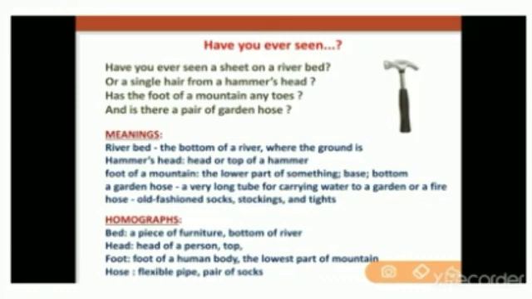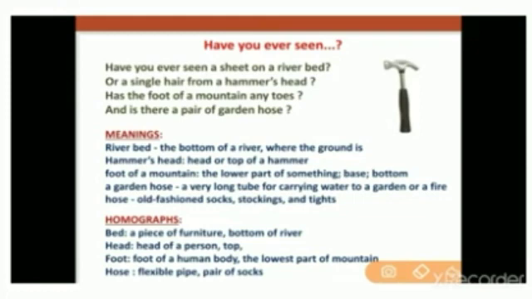Look at the third line. Has the foot of a mountain any toes? Now foot again is used as a homograph here. Foot means the foot of the human body, and the other meaning of the word foot is the lowest part or the bottom of the mountain, you can say.